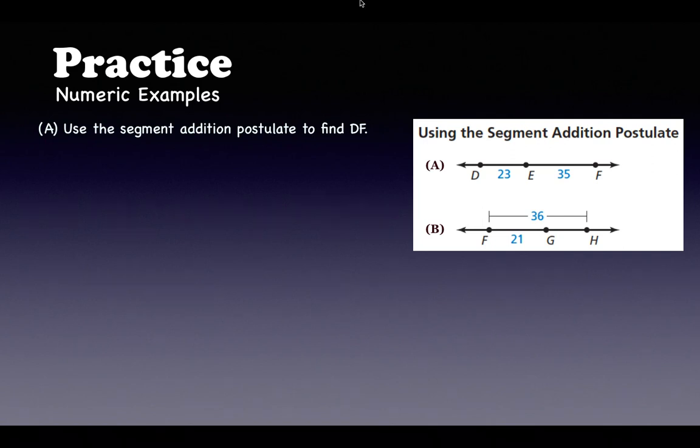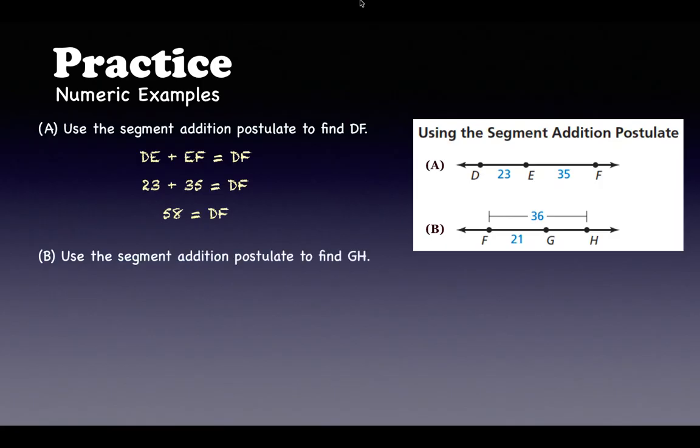We can do this by first writing the segment addition statement, DE plus EF equals DF, and then substitute the values 23 and 35 into their appropriate segments. So you see I've done that here. DE was replaced with 23, EF was replaced with 35, and since they're on the same side of the equal sign, we can simplify by combining, and we get that DF is 58.